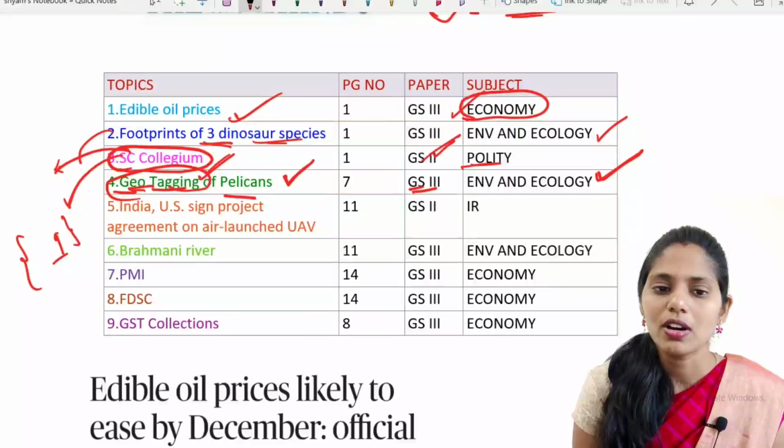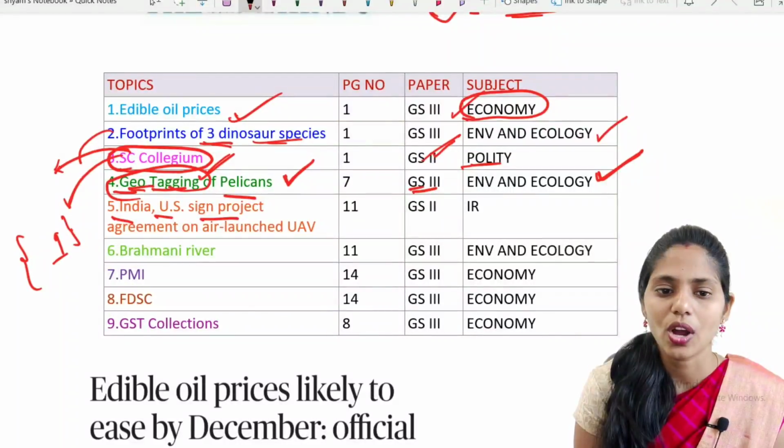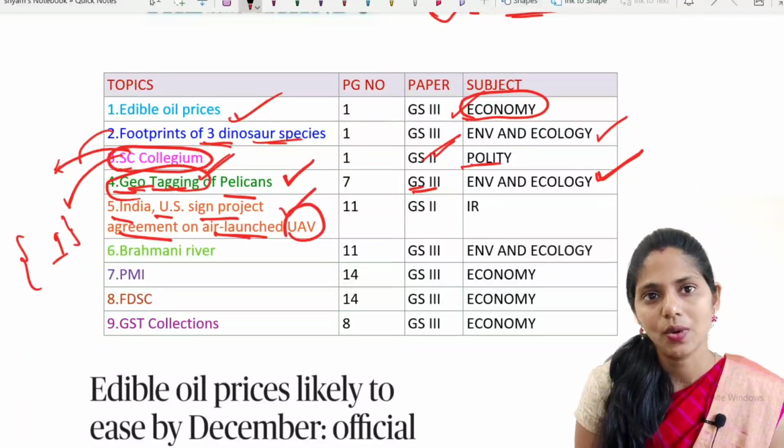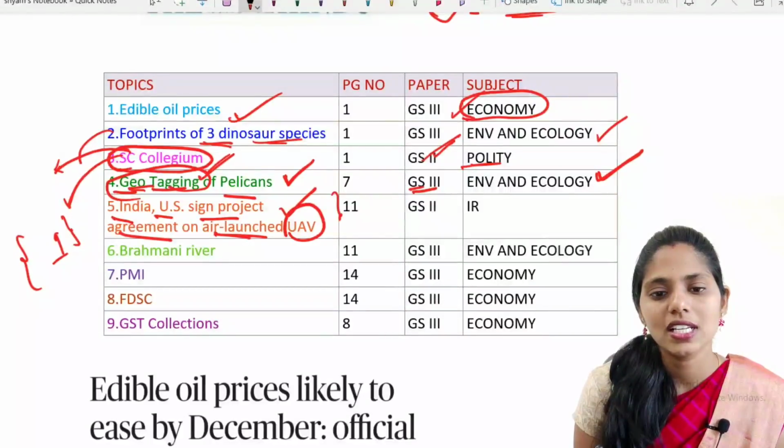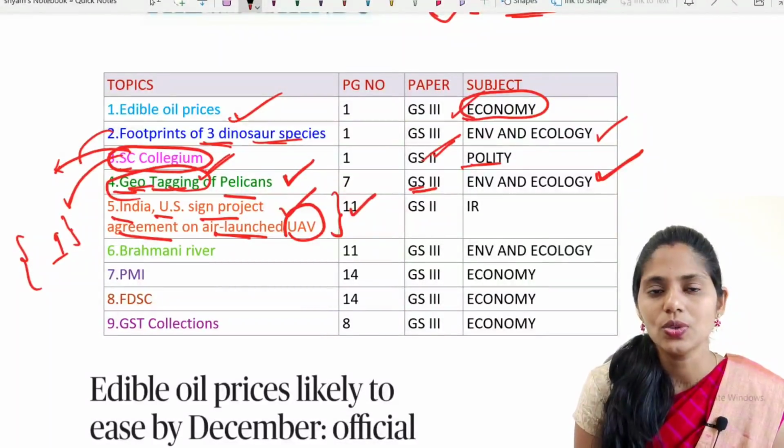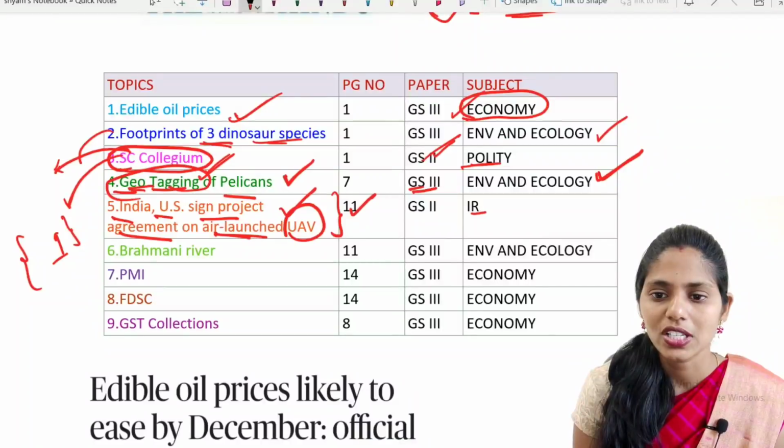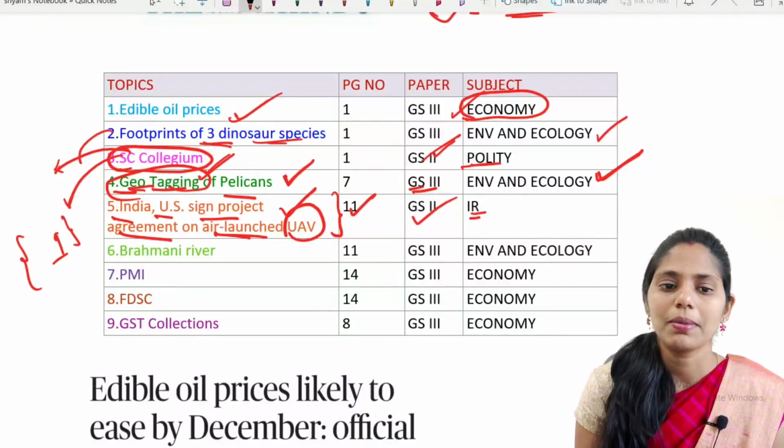And the next topic is about India-US signed project agreement on air-launched unmanned aerial vehicle. This article is mainly dealing with the relationship between India and US. So it will be important from international relations which comes under GS paper 2.